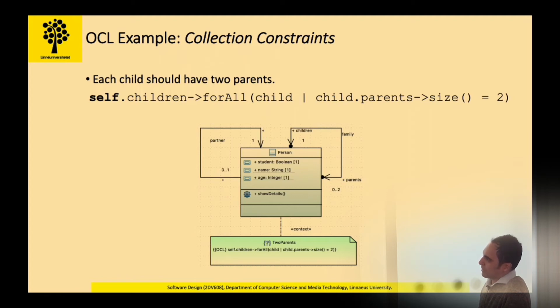Whatever number of children we got here, we are iterating over each of them by assigning a value to this child variable, and we are checking the number of parents, so child dot parents, and then this is the size method in OCL. The number of parents is always 2, and if this is true, it will be true for one case. For everything to be true, it has to be true for all the 3 children that we assume we have. If this is true for all the 3 children, then the whole expression will be true.